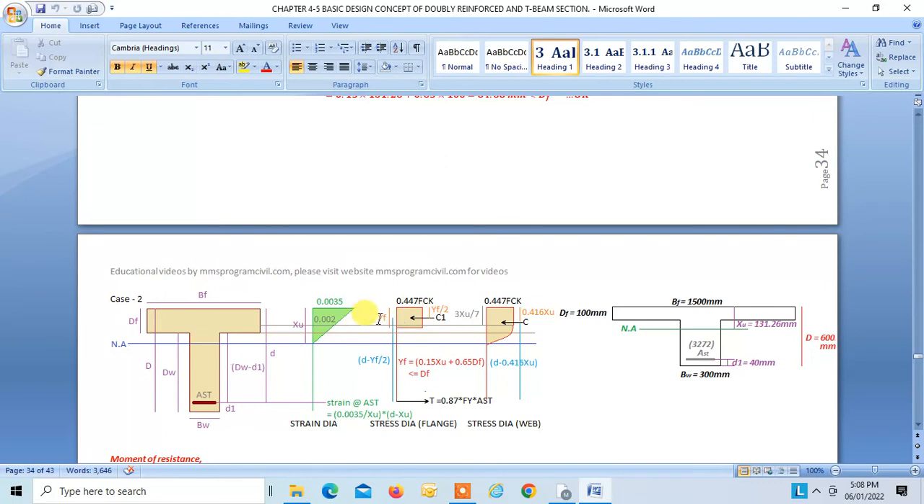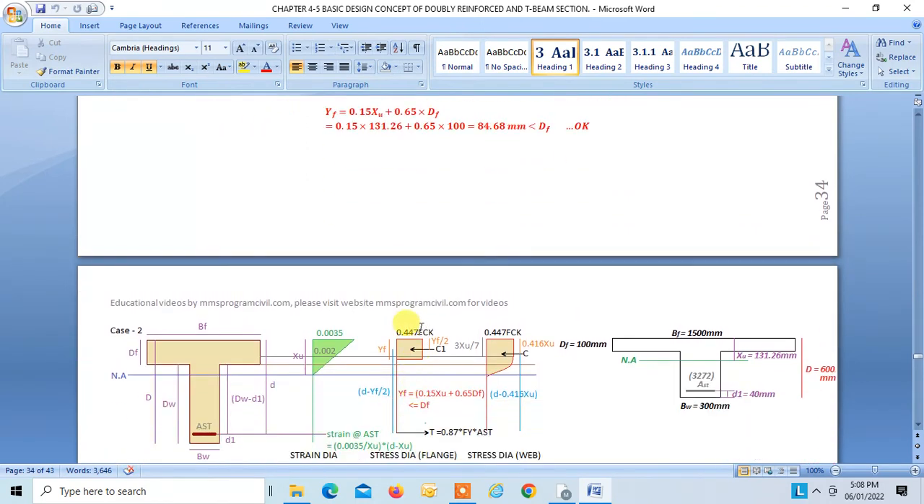So that is our case, right? Over here we will have to take YF equal to 0.15 XU plus 0.65 DF, and YF has to be less than DF. Okay, so this is our second case. Simple, everything remains the same.